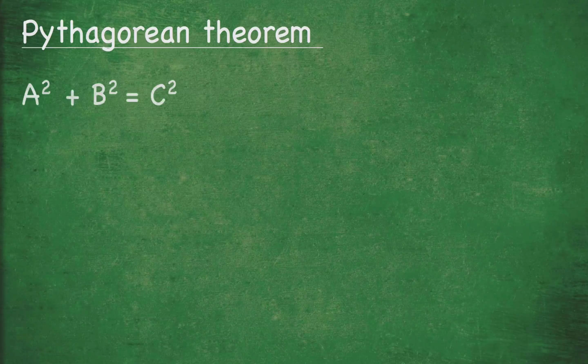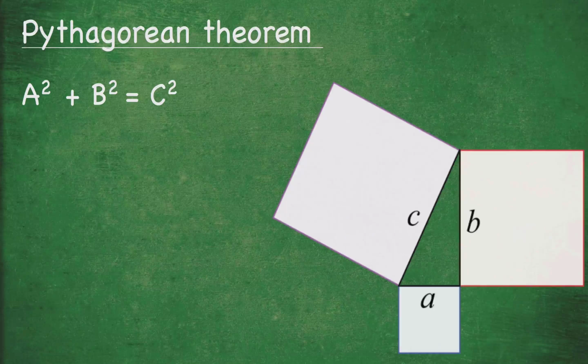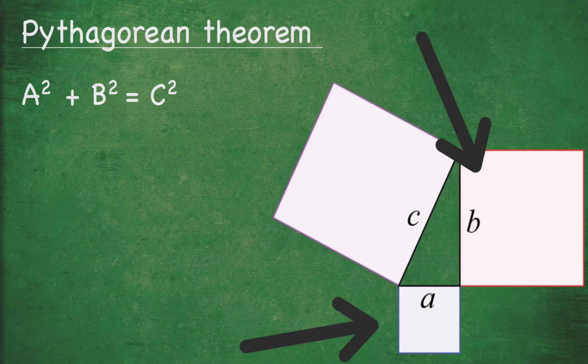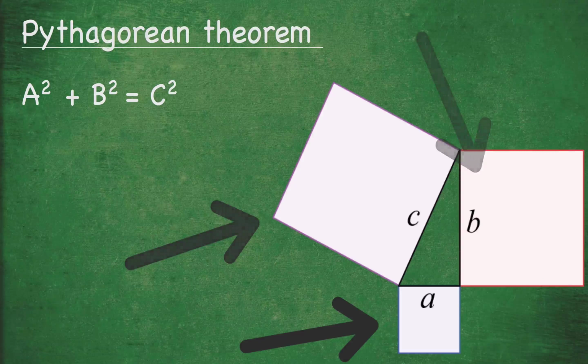The Pythagorean Theorem, which is a squared plus b squared equals c squared, is an equation that explains the relation between the three sides of a triangle. It states that the length of a squared plus the length of b squared, which are the two legs, equals the length of c squared, which is the hypotenuse.